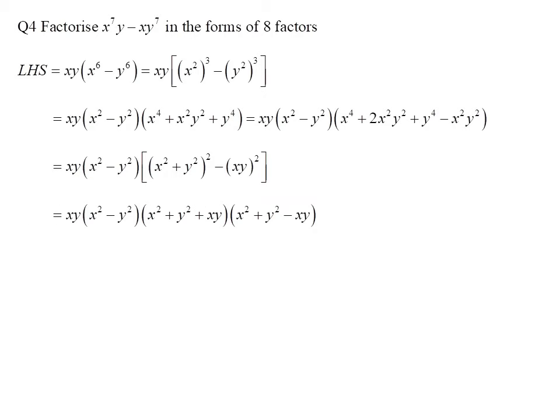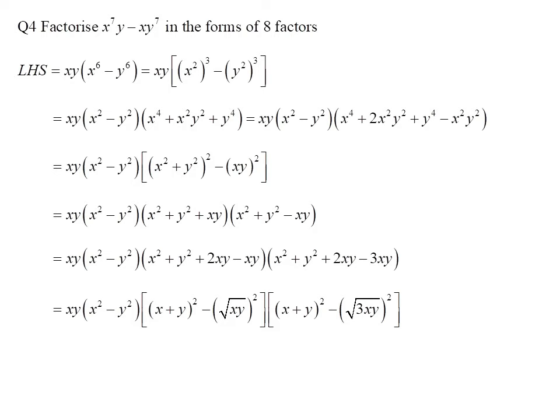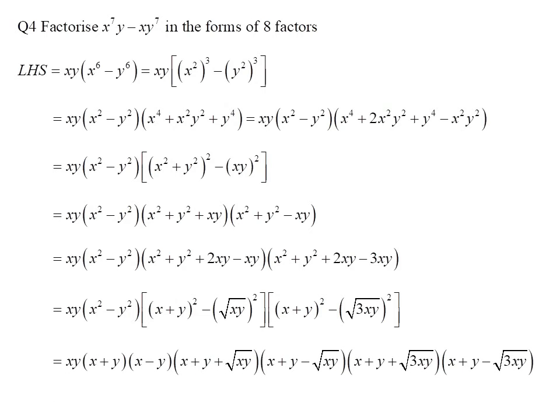After being factorized, it becomes two terms containing x squared y squared and another term of xy. We apply this technique, adding and subtracting a term of xy and 2xy accordingly again in both parentheses to make them to be another form of the difference of two squares. Finally, the expression can be factorized in the form of 8 factors as required.